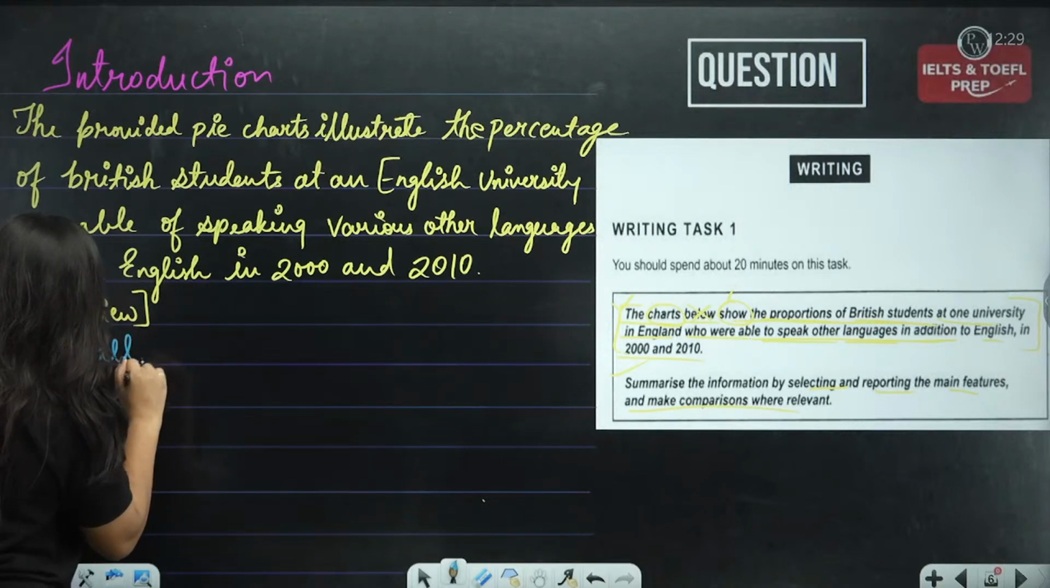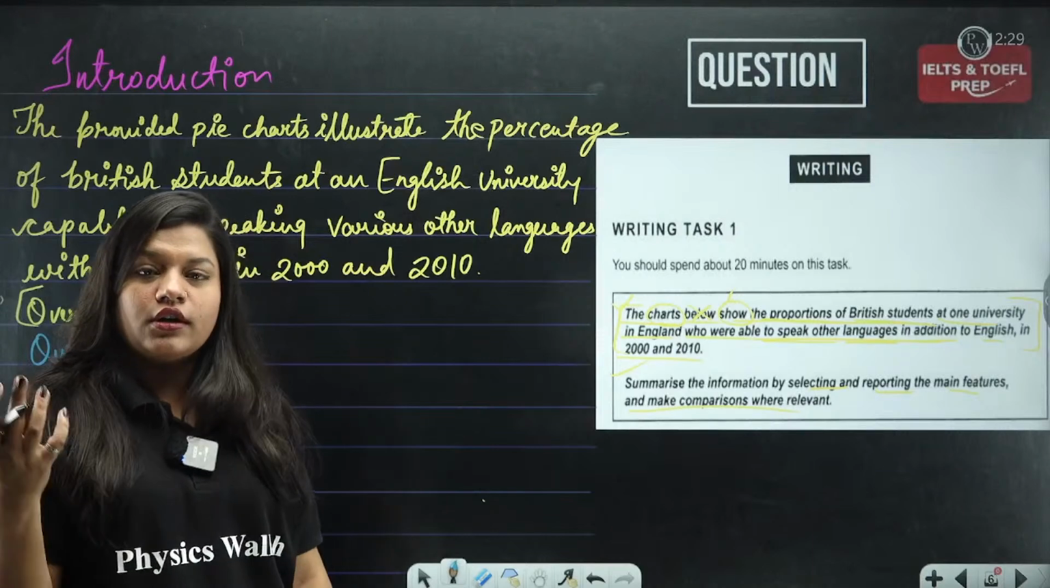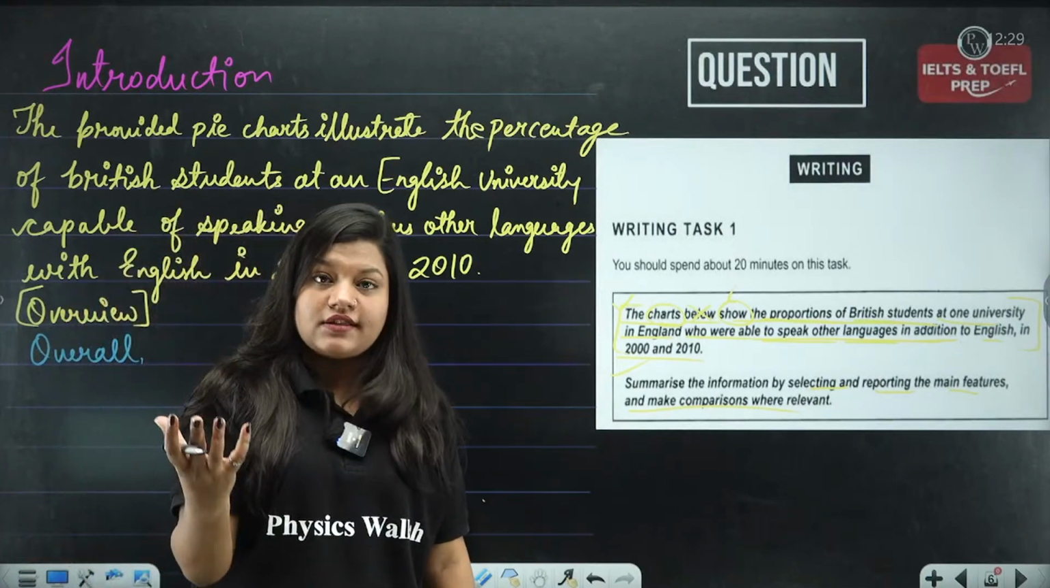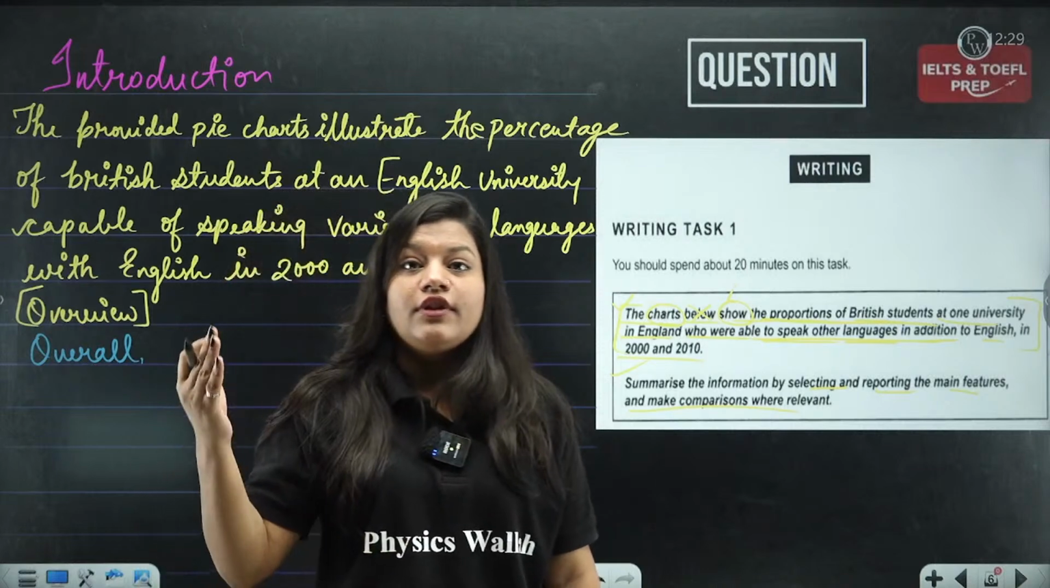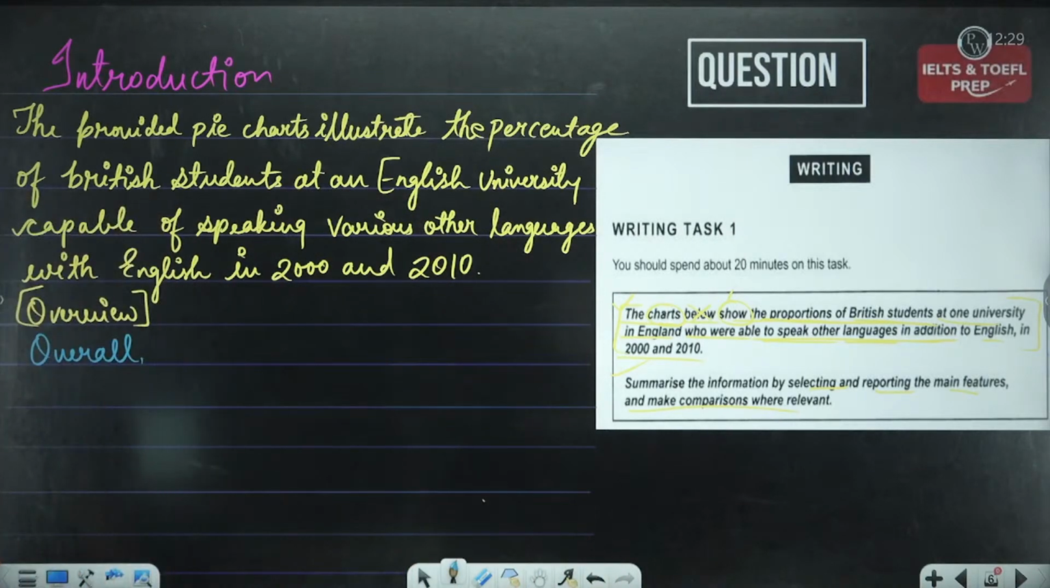It's really important to write overall because overall will work as an opening statement to your response. Overall gives an idea, an indication to the examiner that now you are starting off with the overview of your diagram. Now, good.